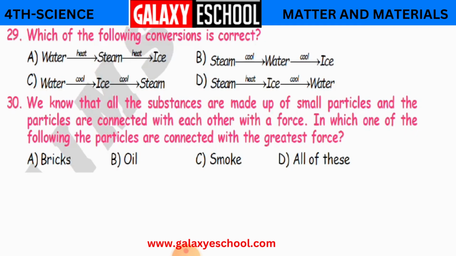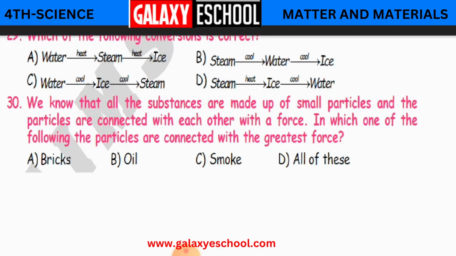Now, 29th question, children. Which of the following conversions is correct? So here you are having some conversions of matter. Which conversion is correct here? First one is water after heating, it is going to change as steam, and again steam after heating as ice. No, this is wrong. Again water after cooling, it is getting ice, and again ice after cooling, it is getting steam. Even this is also wrong.